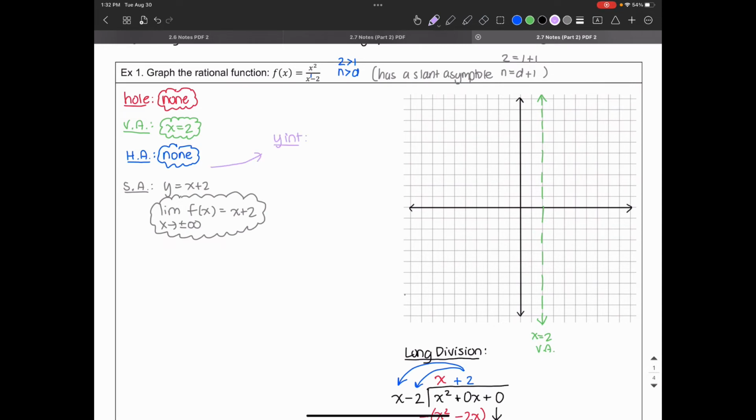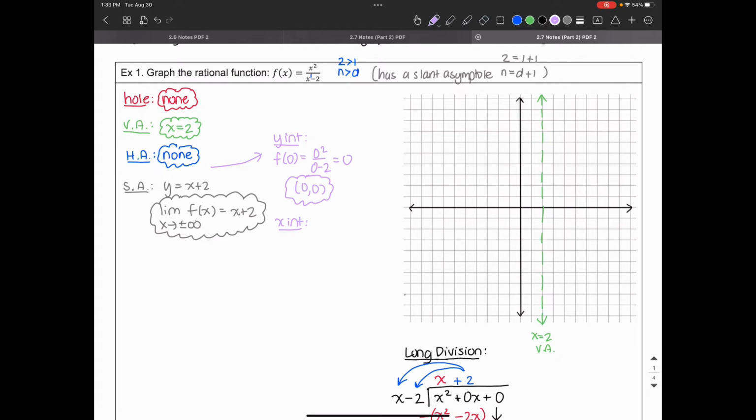So for the y-intercept, I am plugging in f of 0 and seeing what I get. If I plug in f of 0, I'm going to have 0 squared over 0 minus 2, which gives me 0. So that means my y-intercept is the point (0, 0). That means I also have an x-intercept at (0, 0). Let's see if that's the only one that I have.